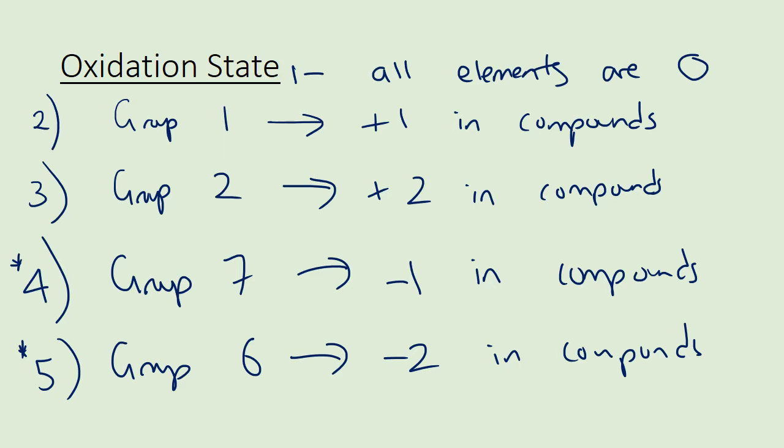Group 1 will always be +1 in compounds, group 2 will be +2 in compounds, group 7 will be -1 in compounds, group 6 will be -2. That's all about the gaining and losing of electrons. Group 1 will lose 1 electron, group 2 will lose 2, group 7 will gain 1, group 6 will gain 2. We see that about getting that full outer shell. So that kind of does link to our work in GCSE and our work in assessment objective 1.